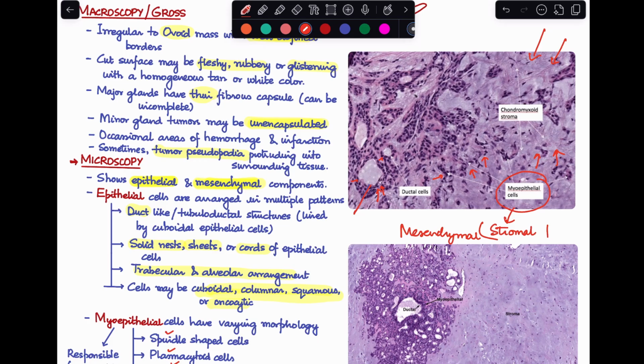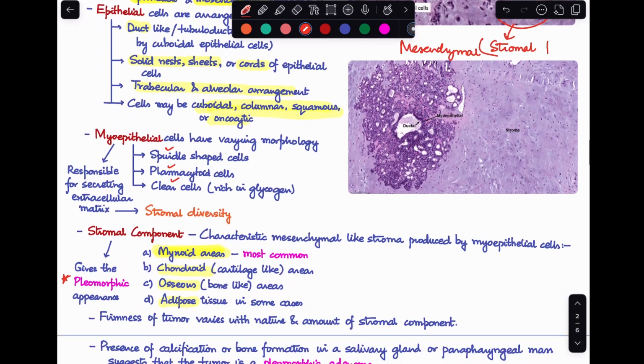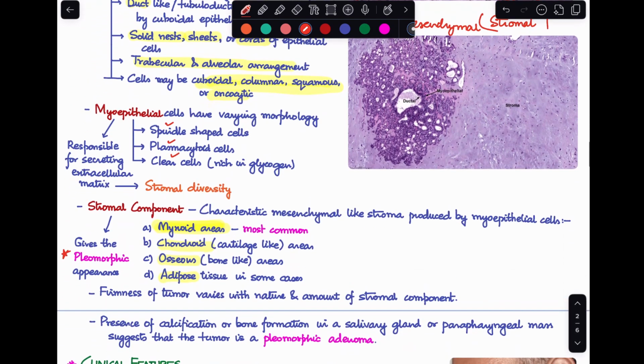All of these points that I have mentioned are very important for you to know from your exam perspective. Histology of pleomorphic adenoma is very important. If you find any kind of calcification or bone formation in the histology of a salivary gland tumor or even a parapharyngeal mass, that is a dead giveaway for pleomorphic adenoma, because pleomorphic adenoma has all of these components. It is very unique to pleomorphic adenoma. So that's all about the histology.